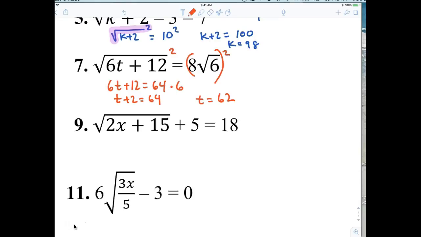Because if you did this, Walker, if I just did 8 square root of 6 and put a 2 there, that means to square the square root of 6. It doesn't mean to square root the 8. All right?